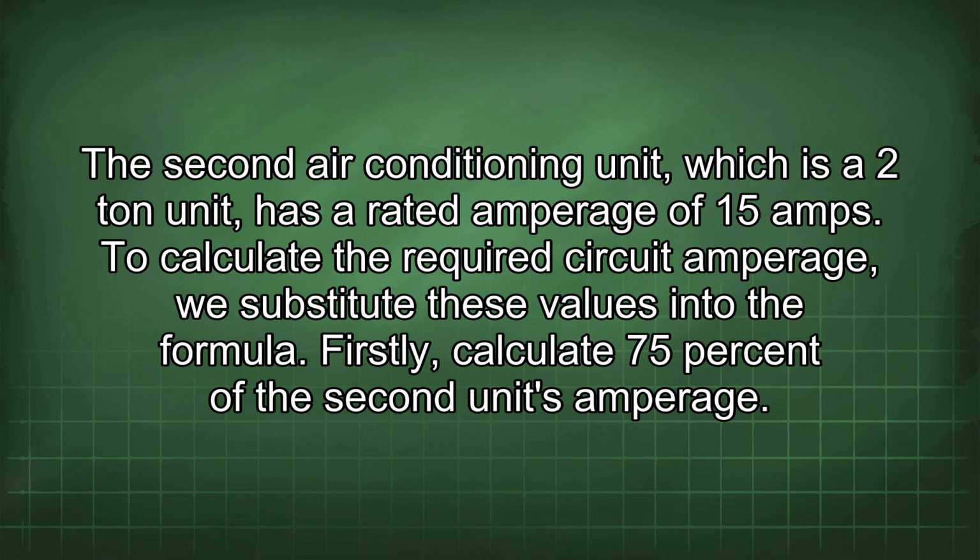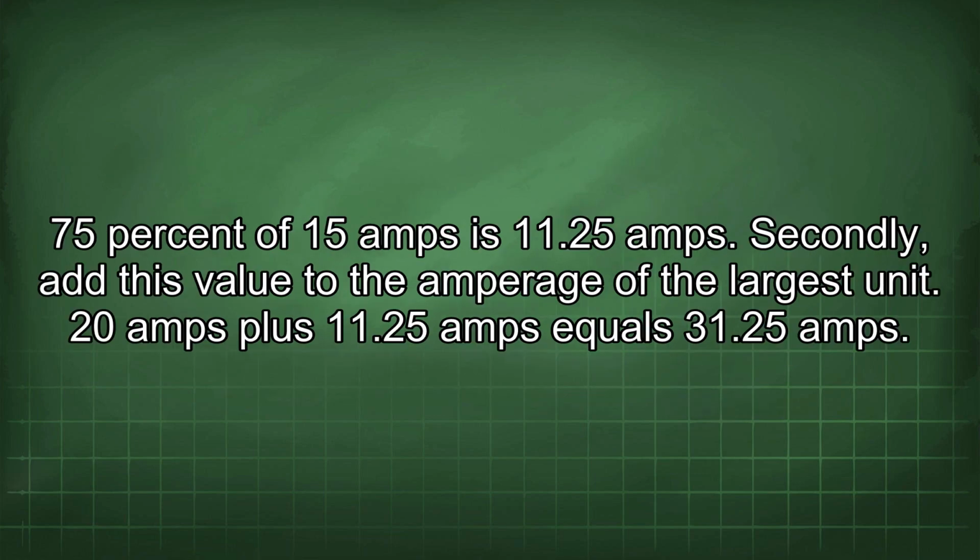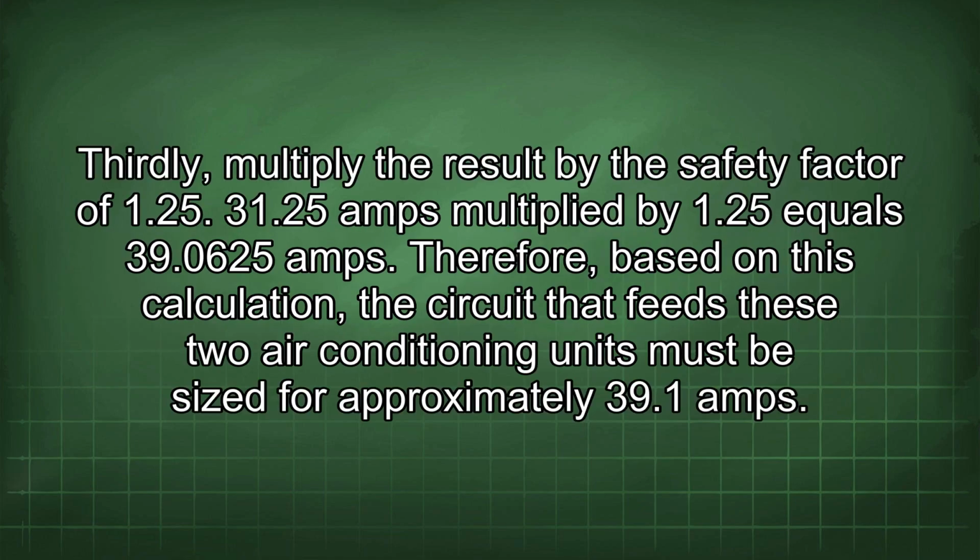Firstly, calculate 75% of the second unit's amperage. 75% of 15 amps is 11.25 amps. Secondly, add this value to the amperage of the largest unit. 20 amps plus 11.25 amps equals 31.25 amps. Thirdly, multiply the result by the safety factor of 1.25.